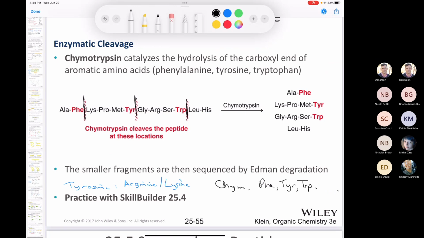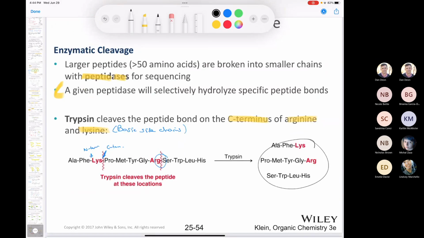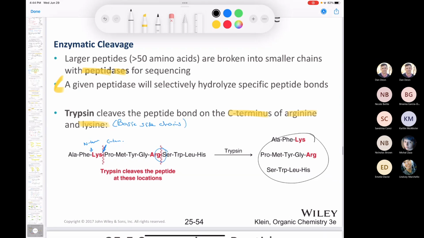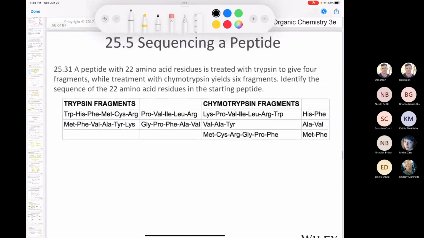All right. So now what we're going to do is either sequence these using Edman degradation, or we could compare these fragments to these fragments, because we treated the same peptide once with trypsin, then with chymotrypsin, and we can sleuth our way through it to elucidate the structure of the peptide. Let me show you how you do it. Let's take a look at this example.